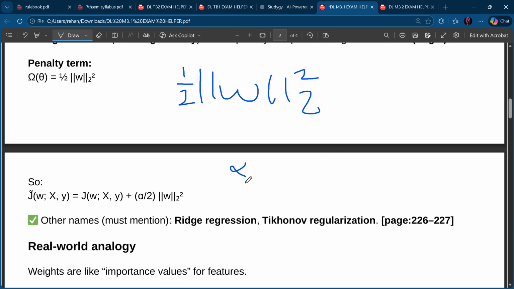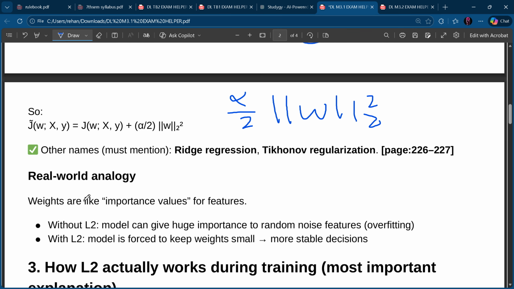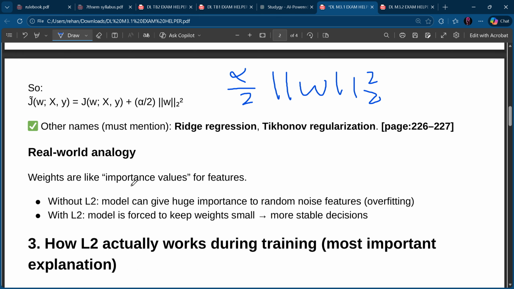Since alpha into 1 by 2 is alpha by 2, that's why we are taking alpha by 2 into W. So other names must mention: ridge regression. Okay, what is it? Regularization. In real-world terms, weights are like important values for features. Without L2, the model can give huge importance to random noise features.